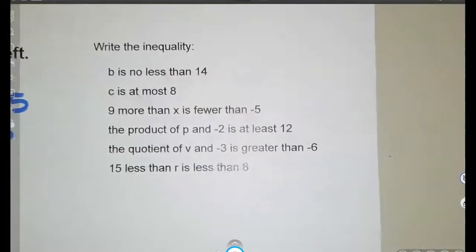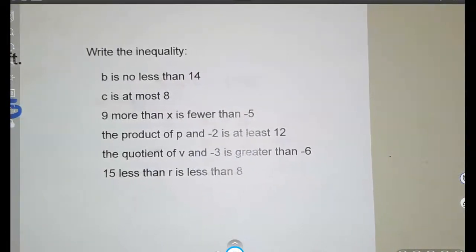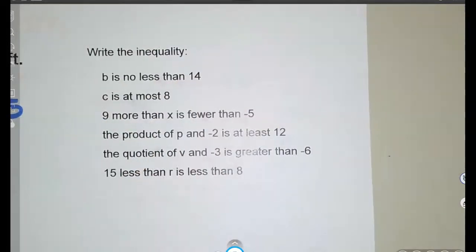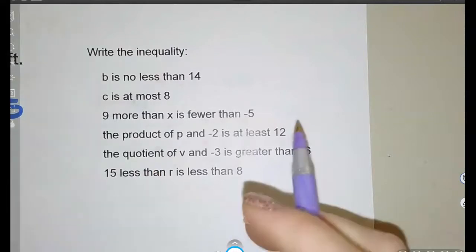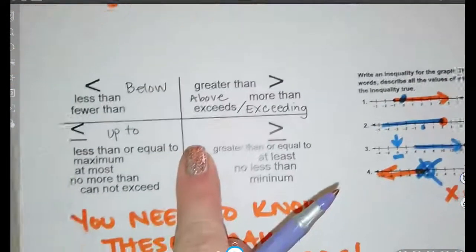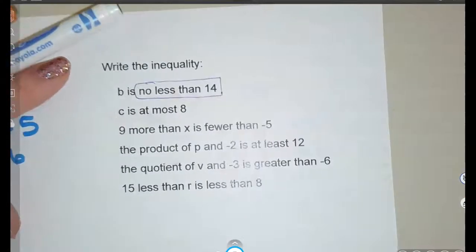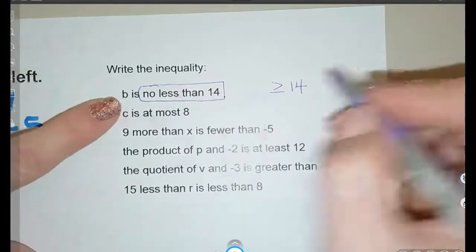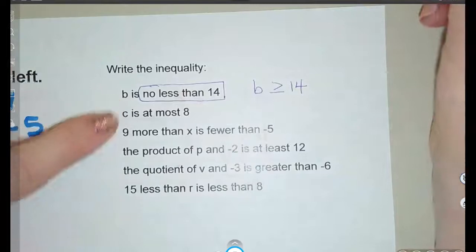All right, so let's write these inequalities. Now they're giving me a sentence, or these could be story problems, and they want me to write the inequality that would go with it with just numbers, letters, and symbols. So here I'm looking for the clue words. All right? No less than. Those are my clue words. No less than 14. Well, I need to look back at my notes on the other side, or my video notes here, and figure out what symbol to use for no less than, right? No less than means it has to be greater than or equal to 14. So B is greater than or equal to 14.